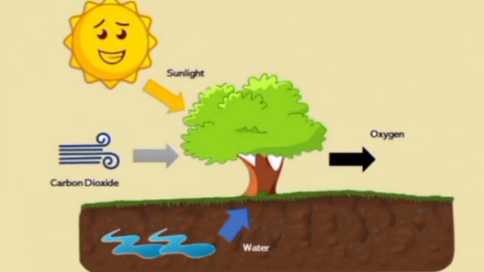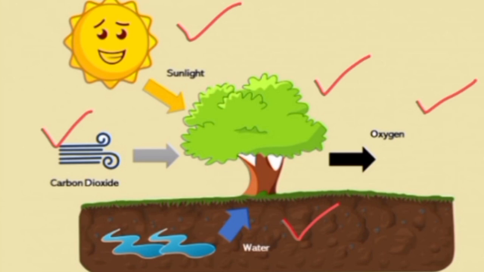Here you can see a simple diagram of photosynthesis. The green tree is trapping sunlight from the sun, carbon dioxide from the air and water from the soil, and combining all these things to make glucose, that is the food of the plant, and is releasing oxygen, and that oxygen is used in cellular respiration by all other living things.